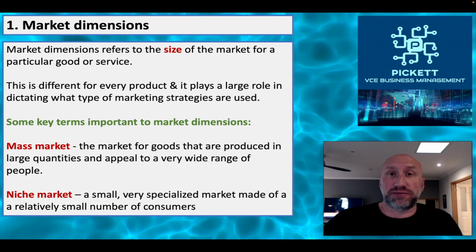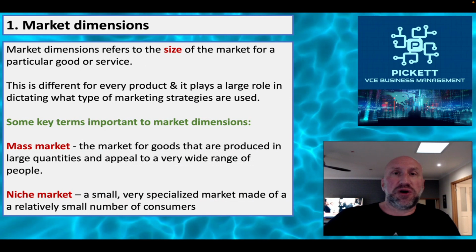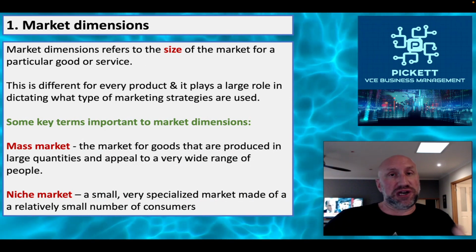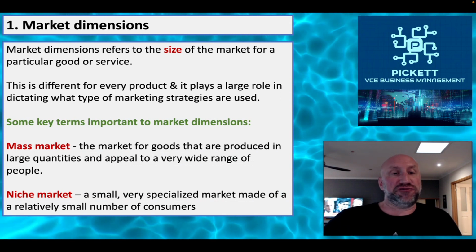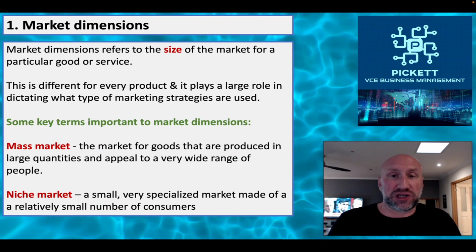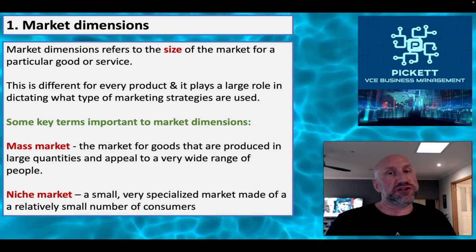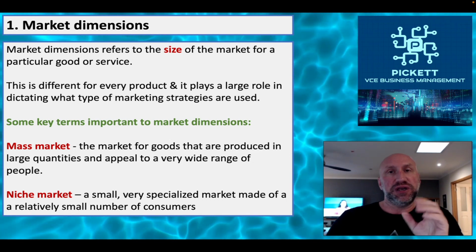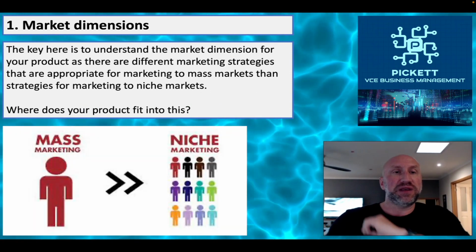So some key terms to note down straight off the bat. Mass market. Okay, mass market is when we're talking about the market for goods that are produced in really large quantities that appeal to a really wide range of people. And a niche market, a much smaller, more specialized market made up of a relatively small number of consumers. So 2 really key important terms, and those terms will crop up as we move through the entire outcome.